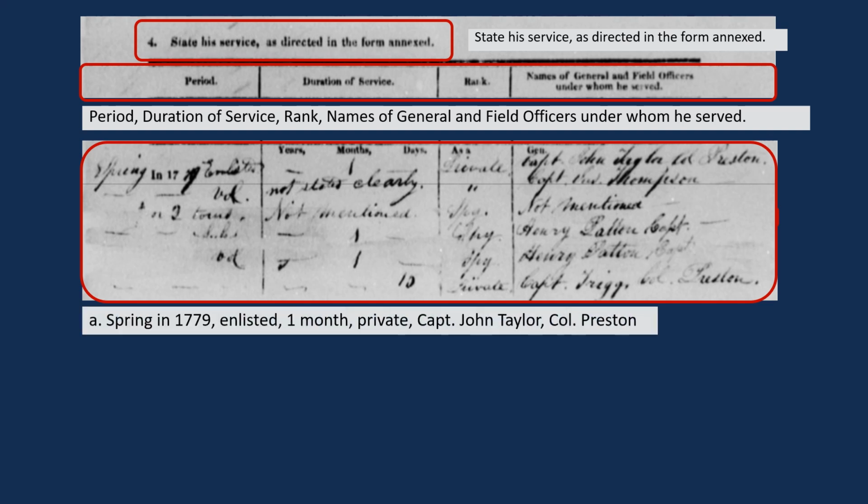So, spring 1779 is the period, enlisted 1 month is the duration of service, private is the rank, Captain John Taylor, Colonel Preston is the name of the general and field officers under whom he served. The following lines follow the same format.